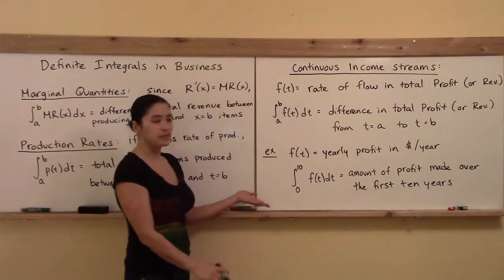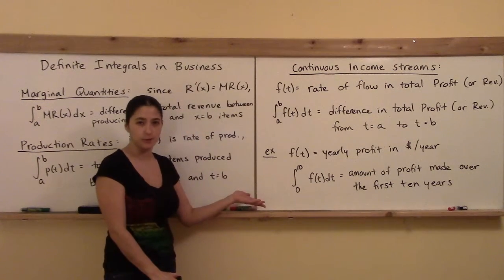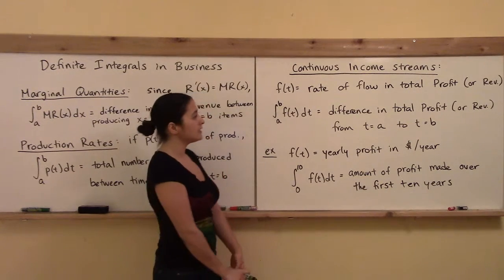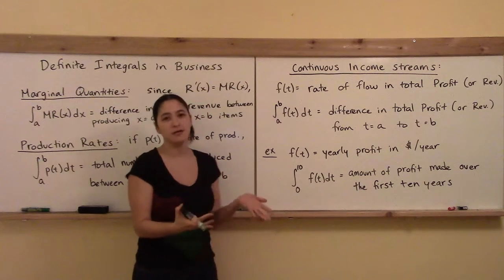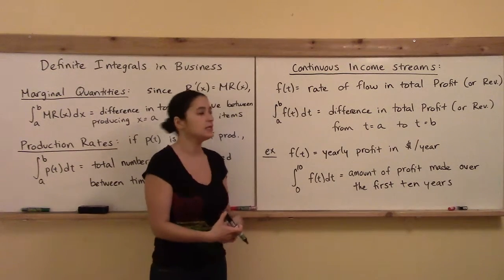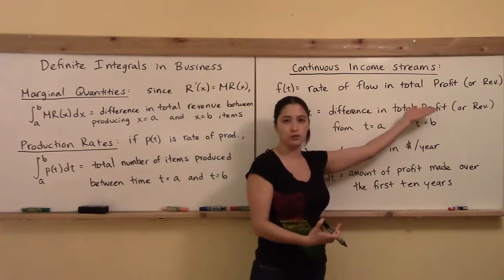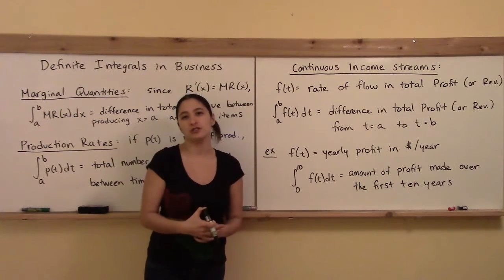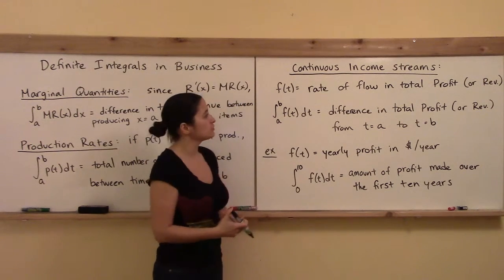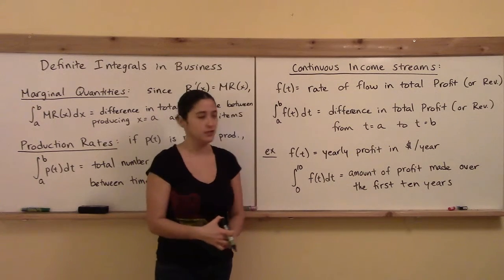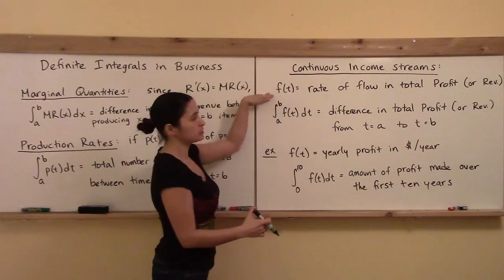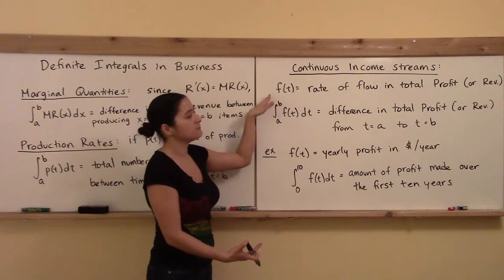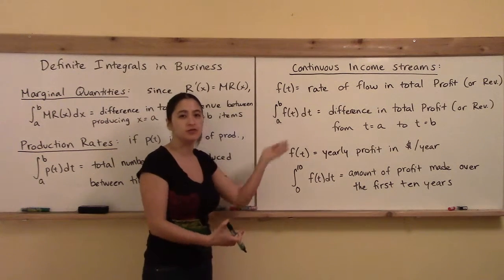Alright, on this side we're going to see something new that you might not have seen before. That's what's called a continuous income stream. Now let's say that we've tried to model the rate of flow in some total quantity, let's say our total profit or our total revenue. We've given that in terms of the rate and we're assuming that time is continuous. That's why it's called a continuous income stream. Now, since this f of t is going to be the rate of flow, it's already implied that this f of t is the derivative of the total quantity.